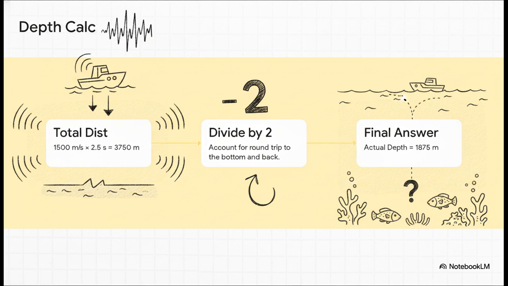Step 2. Because that 2.5 seconds represents the echo traveling down to the bottom and back up again, we have to divide 3,750 by 2. Step 3. Our final, guaranteed full mark answer for the actual depth of the sea is 1,875 meters. Make sure you show your working out clearly, just like this on your exam.